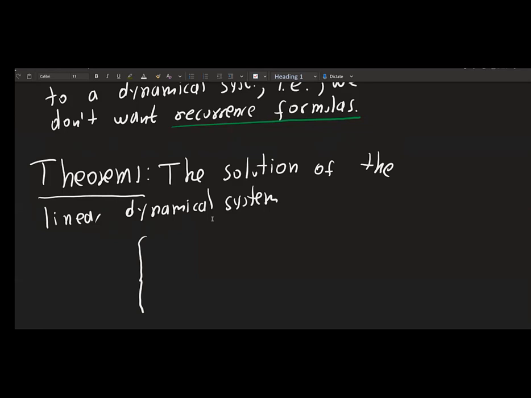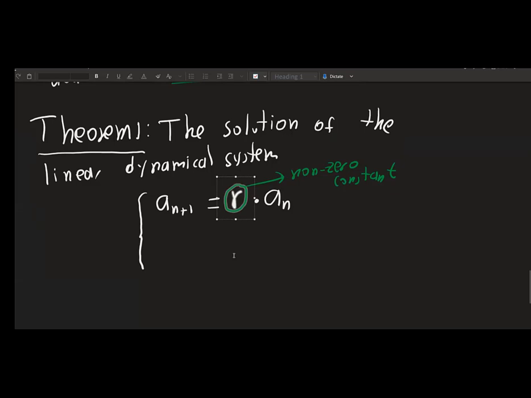It's going to be like this: a_{n+1} is equal to r times a_n, where r here is a constant. In this case, this r is a non-zero constant. The reason we are asking for non-zero is because if it is zero, then pretty much all the terms of the sequence are going to be zeros. And then a_0 is going to be some constant.